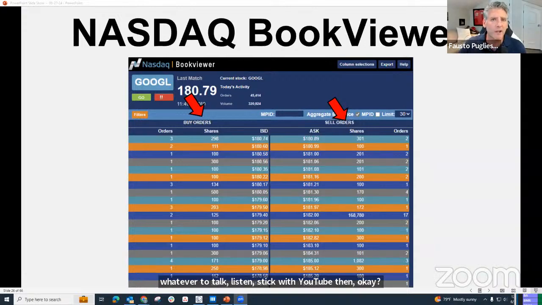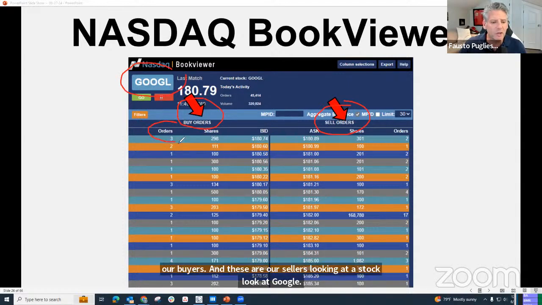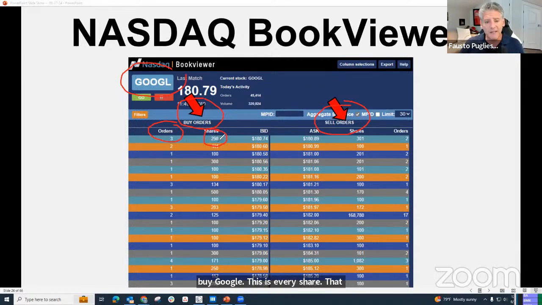All right. So let me get my crayons out here so I can start making some drawings and have some fun. What we're looking at right here are our buyers and our sellers. Looking at a stock, looking at Google. This is every single order out there that wants to buy Google. This is every share that wants to buy it at this specific price.